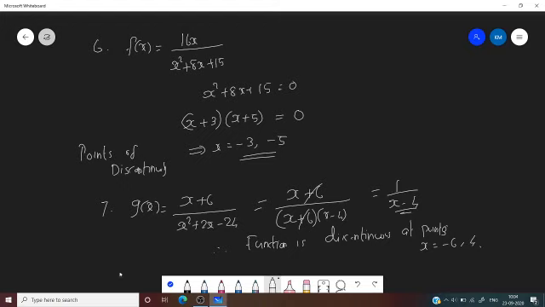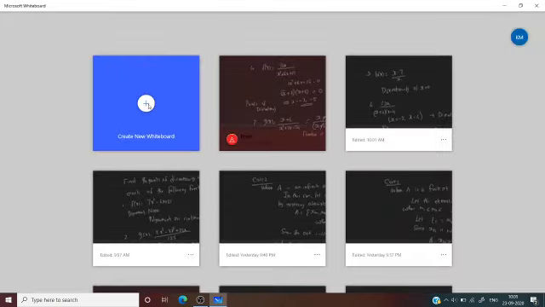Okay, but the limit exists. We can calculate the limit, but the function is discontinuous at these points, negative 6 and 4. And the next problem is the eighth problem.